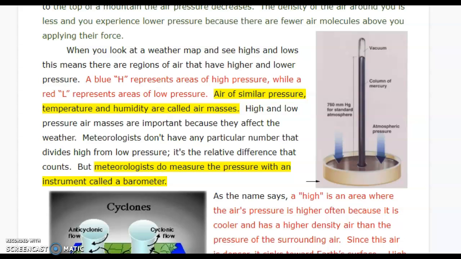Air of similar pressure, temperature, and humidity are called air masses. High and low pressure air masses are important because they affect the weather. Meteorologists don't have any particular number that divides high from low pressure. It's the relative difference that counts. But meteorologists do measure the pressure with an instrument called a barometer.